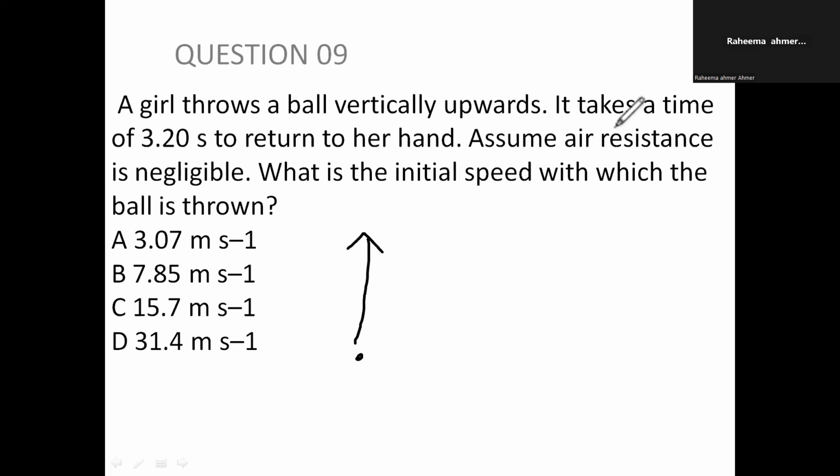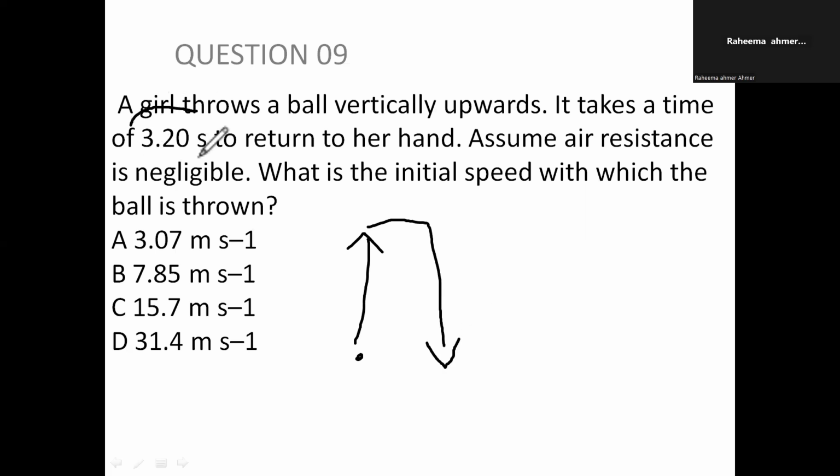It takes a time of 3.2 seconds to return to her hand. So it takes a time of 3.2 seconds, like it is thrown vertically upwards and it travels like this, and it falls back to her hand. What can you deduce from this? Number one, the time is equal to 3.2 seconds, right?